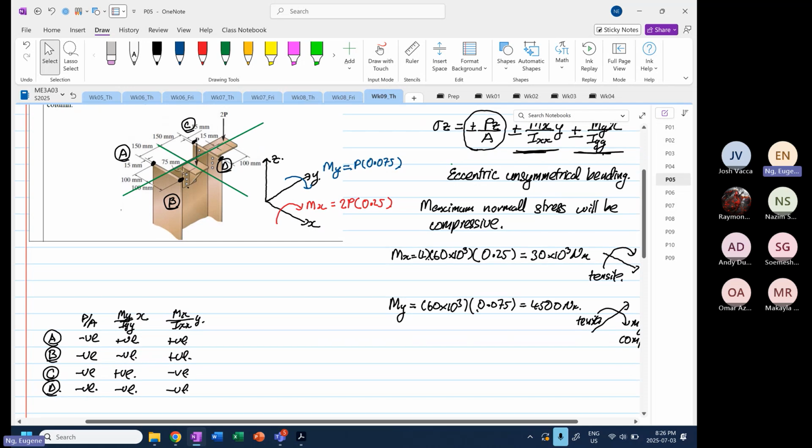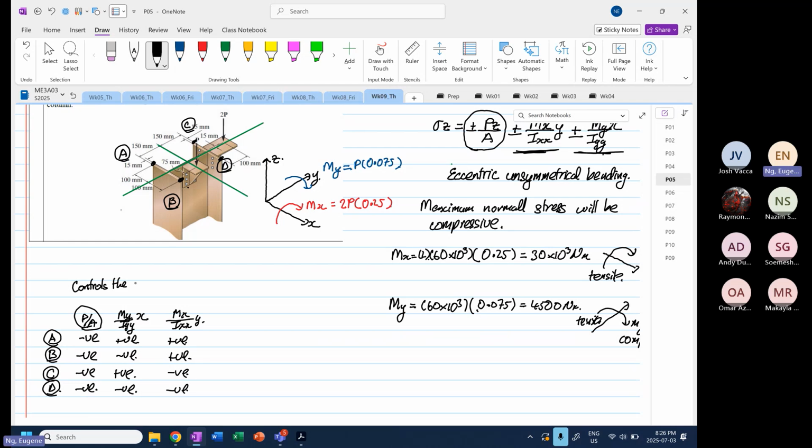So because P over A is in compression, it controls the maximum absolute value. Okay, so in this case, we are going to investigate what is happening at point D. And half the battle is already won. When I say half the battle is already won, we know Pz, we know Mx, we know My. Next, we only need to find our Ixx and our Iyy.